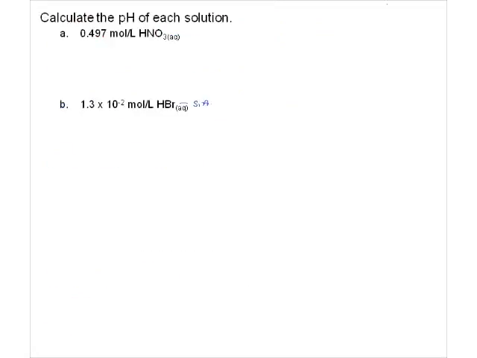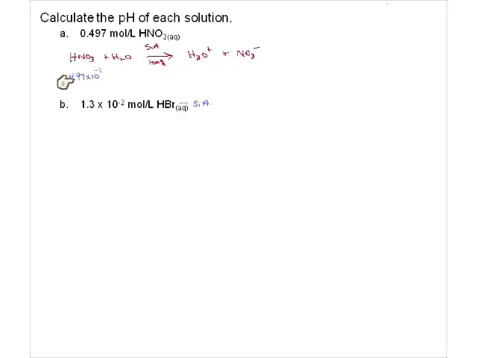Here's another couple of calculations. In this case, we have an acid being given to you. In part A, we got 0.494 moles per liter of nitric acid. It's going to be very important whether this is a strong acid or a weak acid, isn't it? So when we look at this, nitric acid, you check your tables. It's a strong acid, so we know that it's 100% ionized.